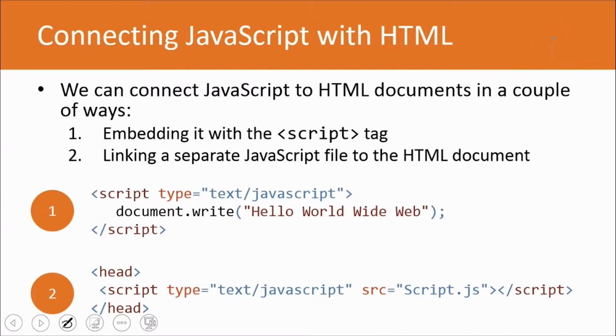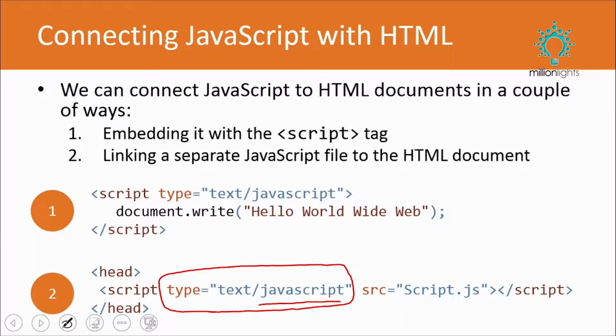We can connect our JavaScript to an HTML document in ways that are very similar to what we do with CSS. We can either embed the JavaScript into an HTML document with a script tag, and that actually can be placed inside of the head tags, or it can be placed inside of the body with your code. And then two, you can link a separate JavaScript file to the HTML document the same way that you do with CSS. The difference is that our type is different, right? We have text/JavaScript, and then our source here is also going to point to a .js file. Okay, keep those things in mind.